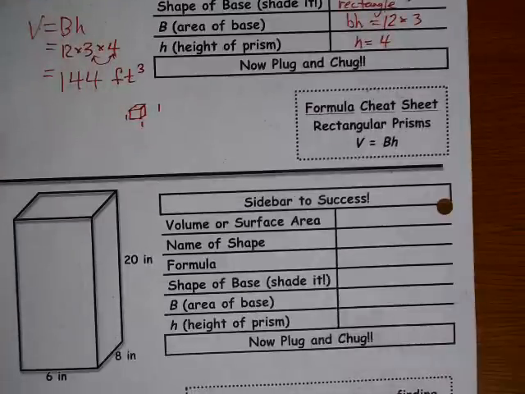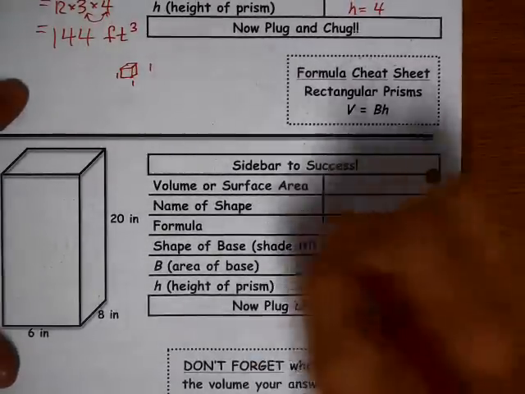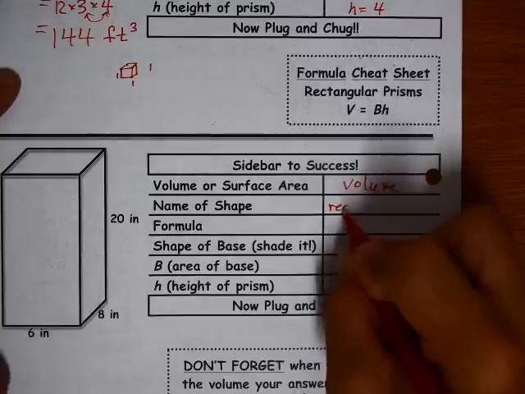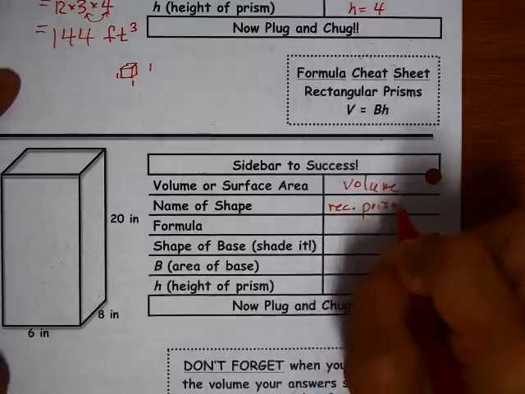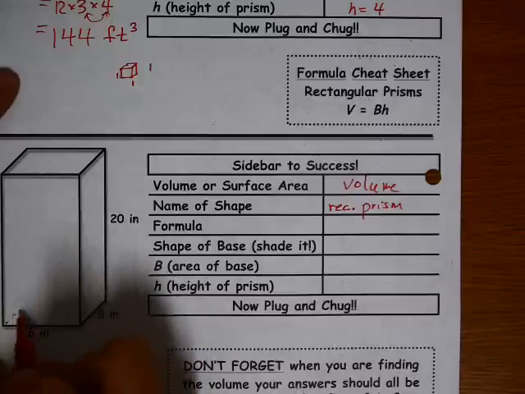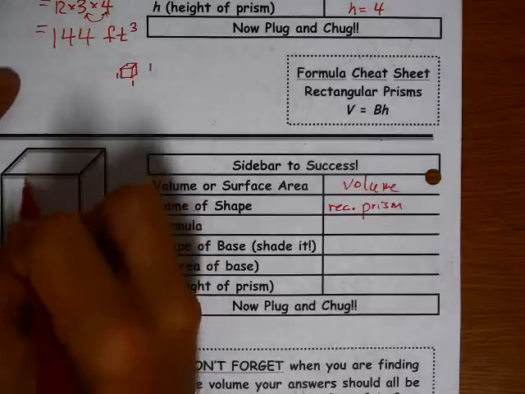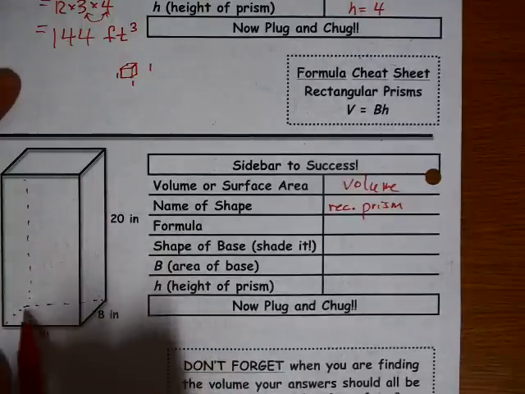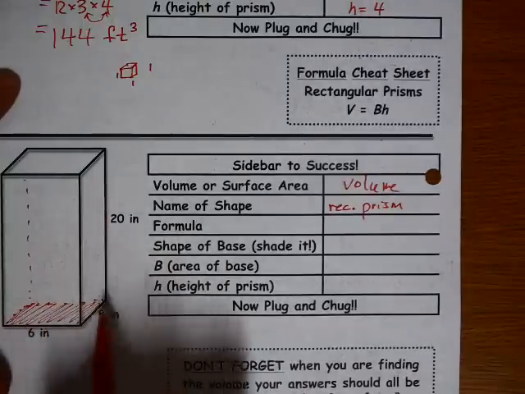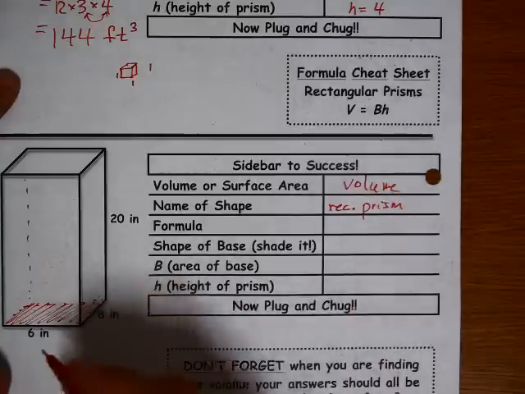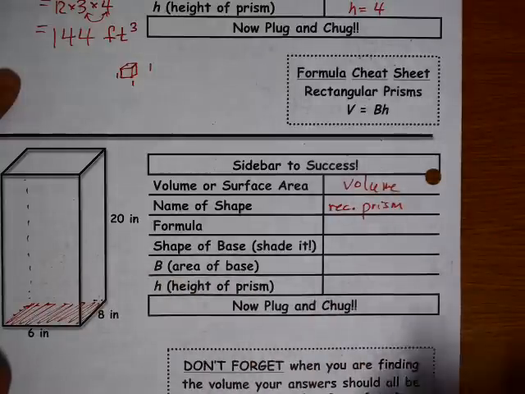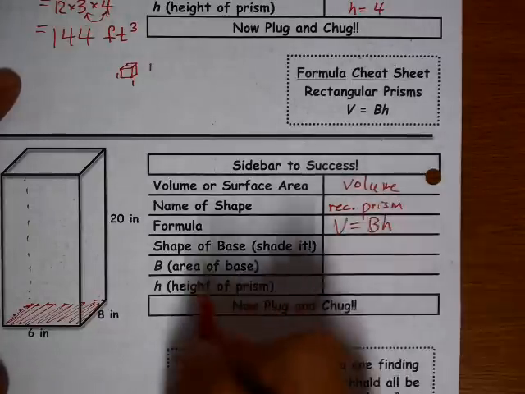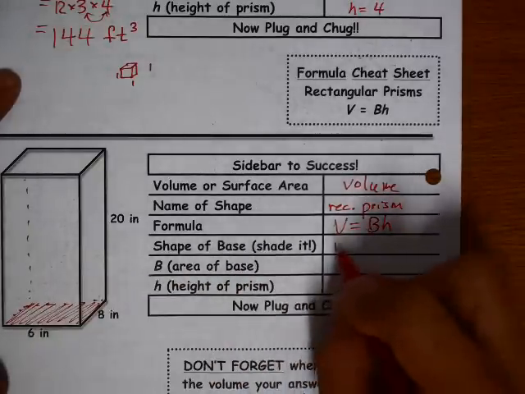Okay, and the last one, same thing. We're doing volume. The name of the shape is a rectangular, I'm going to shorten that, prism. And if we look at the base, we can see that it's down here. It's also up here. Okay, and this is a rectangle on the base. It's 6 by 8. If it happened to be a square, you could actually call it a square prism. That would be okay. The formula, same exact formula. Volume equals area of the base times the height. The shape of the base, we already said that was a rectangle.